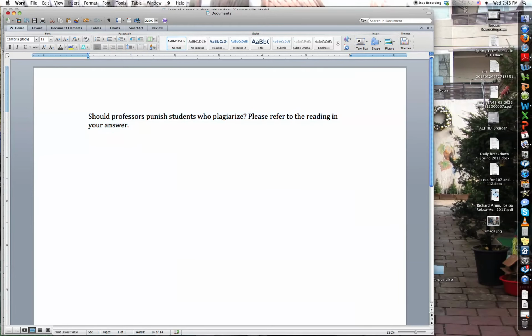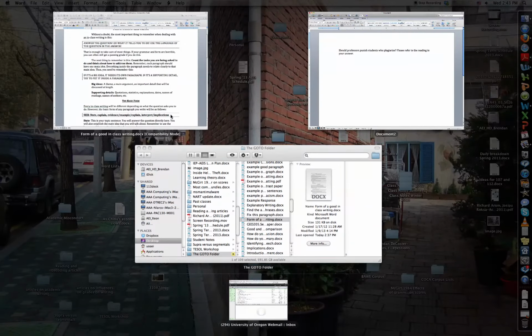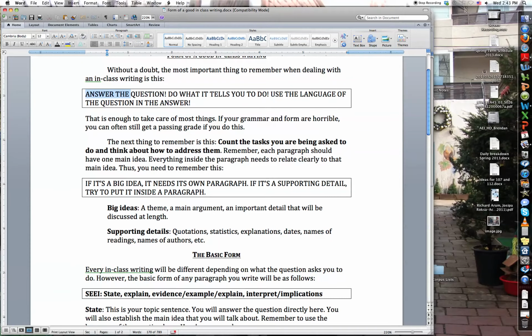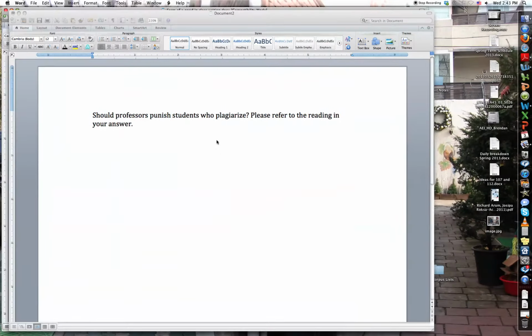Here it is. Should professors punish students who plagiarize? Please refer to the reading in your answer. Okay, well again, we need to remember a couple of things here. We want to answer the question and do what it tells you to do, and use the language of the question in the answer. We also want to make sure we count the tasks and think about how we're going to address them. So let's come back and take a look at this again.